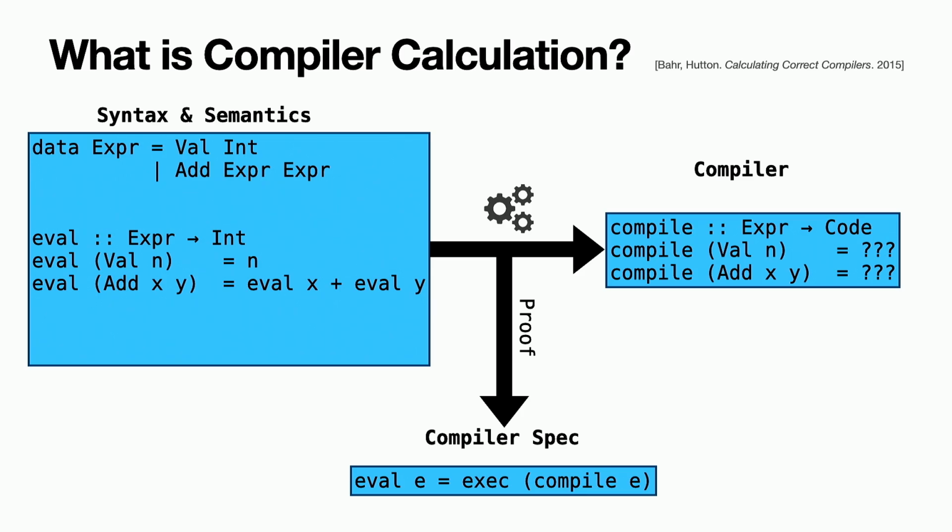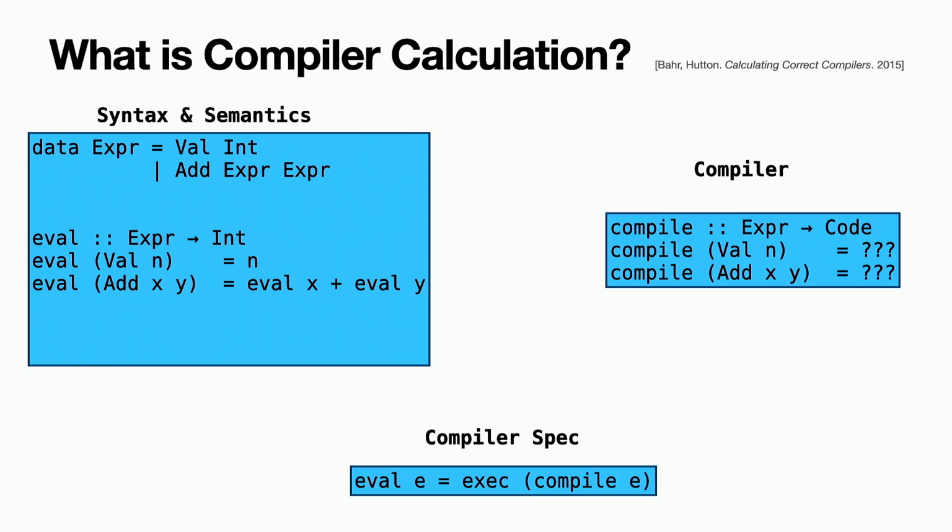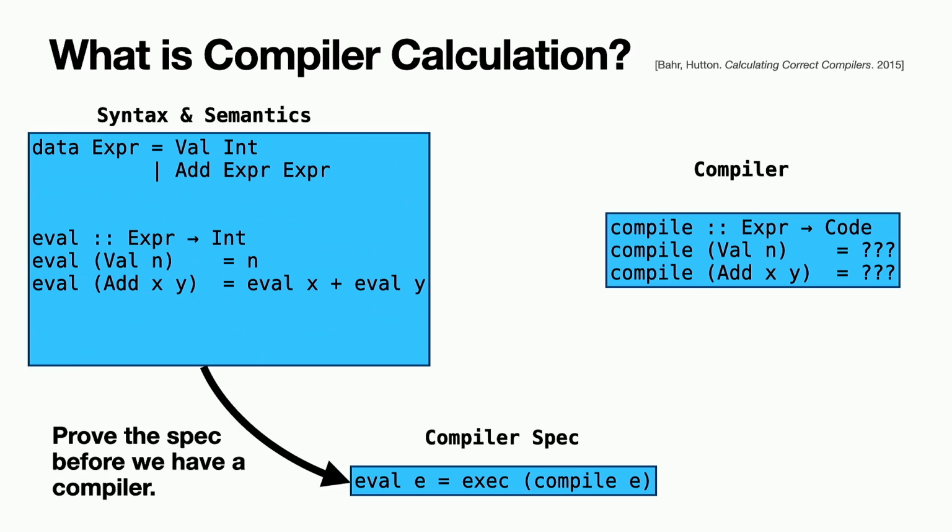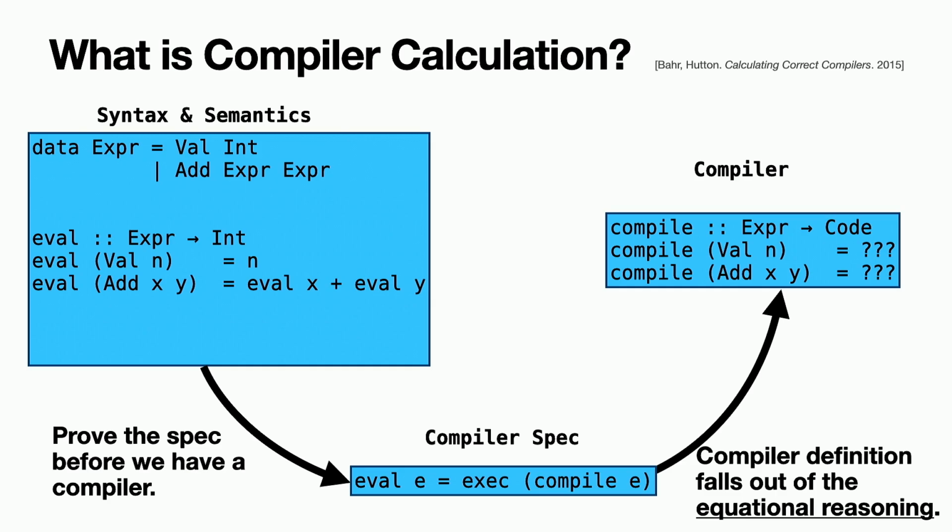And calculation can achieve this, right? It turns out what you can do is simply start proving the specification without even having the compiler here on the right-hand side. And as you do the proof, doing this equational reasoning to complete the proof, you discover the compiler, right? The compiler definition falls out of the equational reasoning.